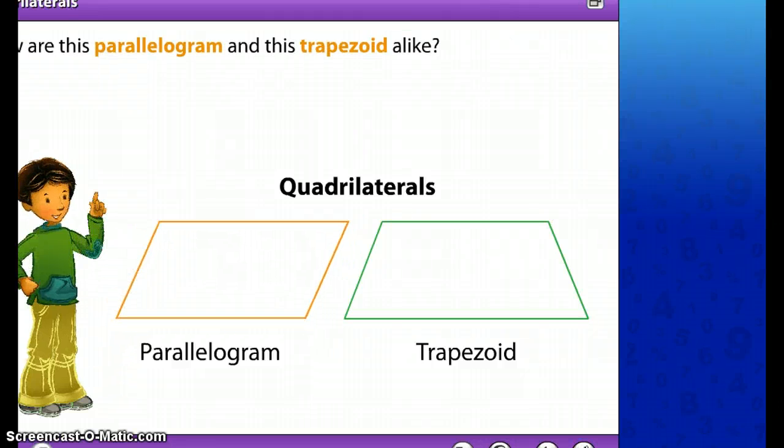How are this parallelogram and this trapezoid alike? How are they alike? Someone besides Hadley and Abby. How are these alike? Gabe?